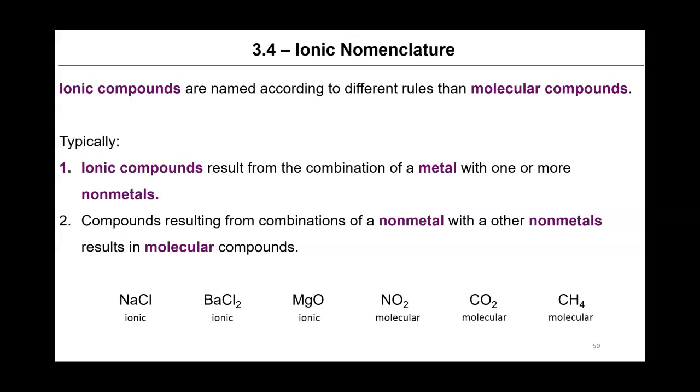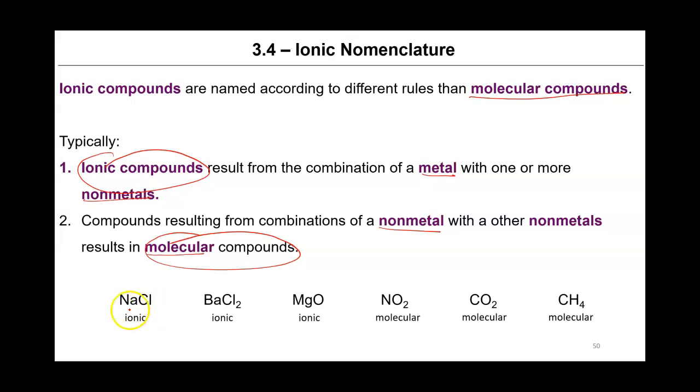So the first thing that we need to recognize is that ionic compounds are named according to different rules than molecular compounds. Typically, an ionic compound will result from the combination of a metal with one or more nonmetals, whereas covalent or molecular compounds result from the combination of multiple nonmetals. So before we can decide how we need to name a compound, the first thing we have to decide is: is it ionic or is it molecular? And the easiest way to do that is to look for the metal.